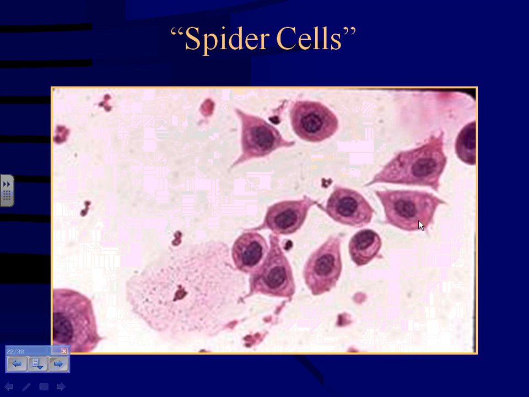Now this is the example of the spider cells I was telling you about. You see what I mean? They look like they have little spider legs coming off of them. And again, this is just a reflection of metaplastic cells being pulled forcibly from the epithelial surface, and they're just trying to keep connections with their buddies there.